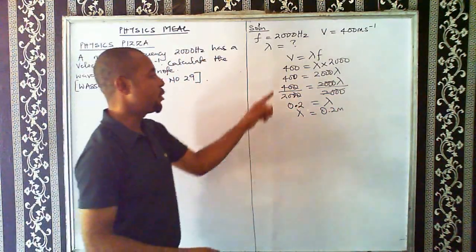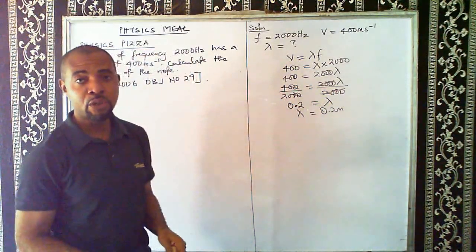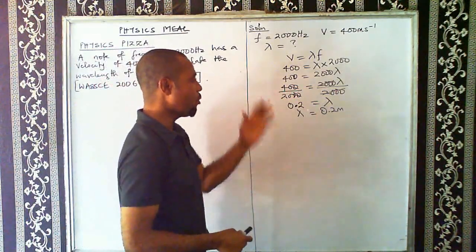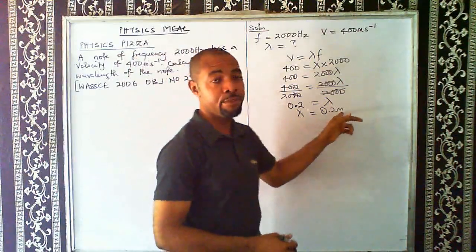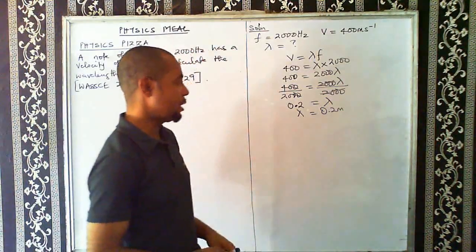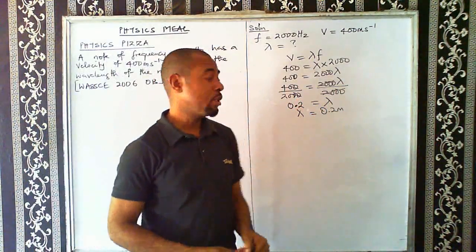That's what we're going to have, because 400 divided by itself is 1, 2000 divided by 400 is actually 5, and when 1 is divided by 5, we have 0.2. The unit of lambda is meters. That's why we have to attach that unit to the value that we just obtained.